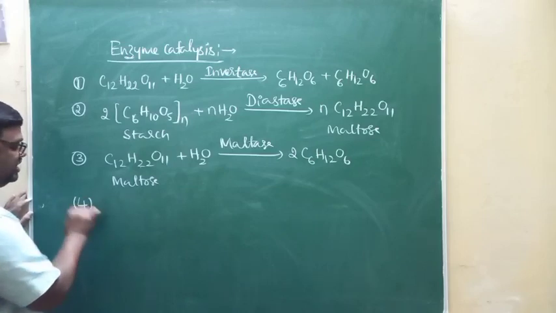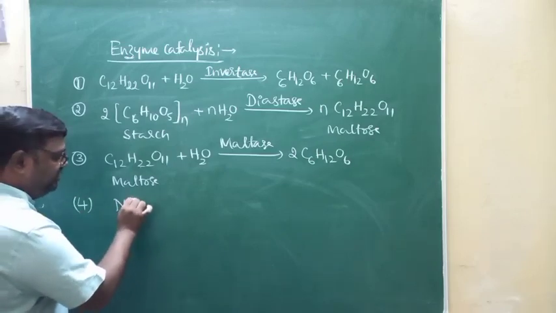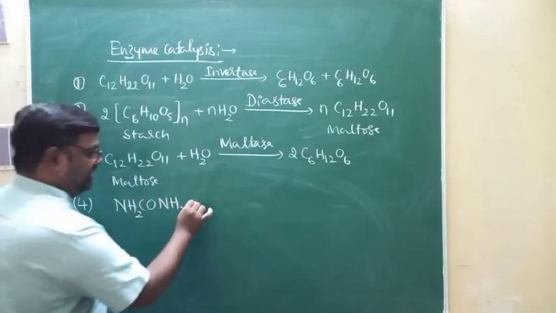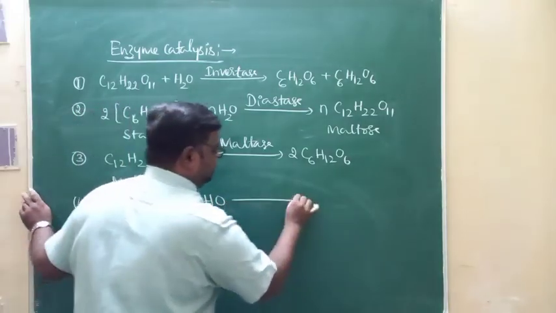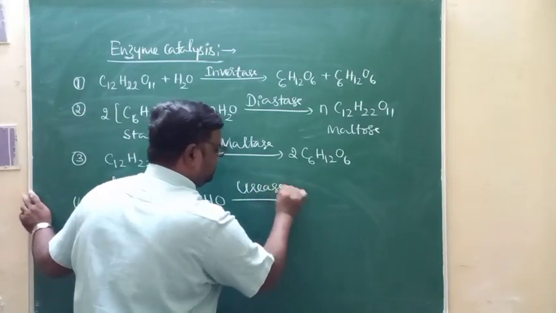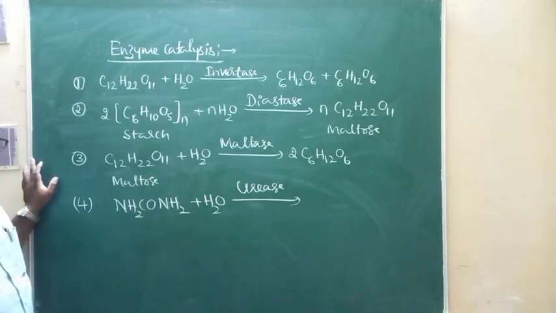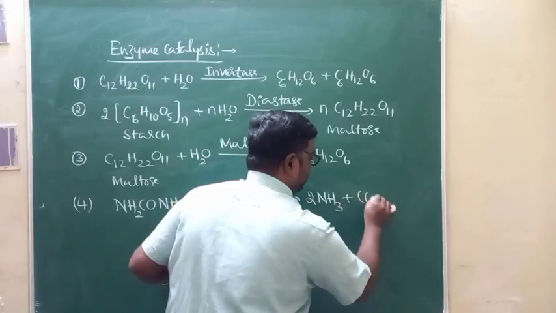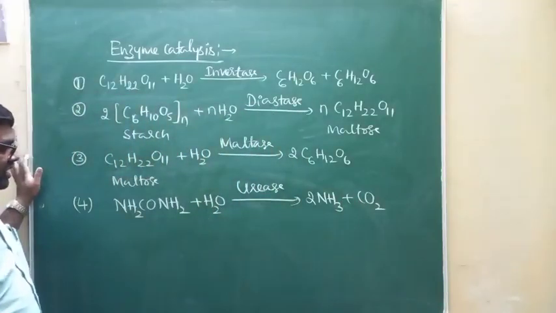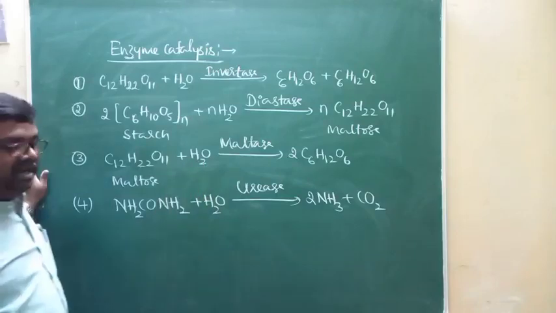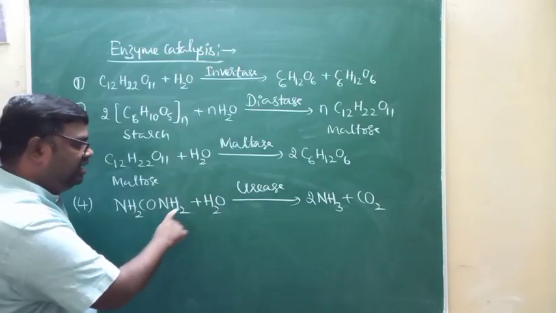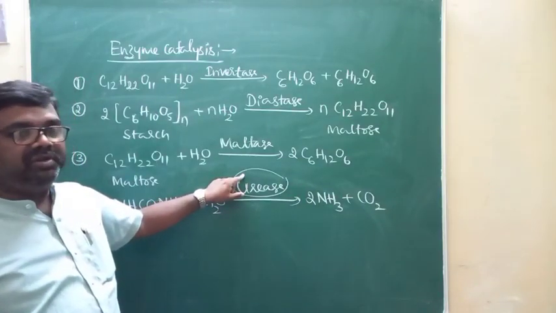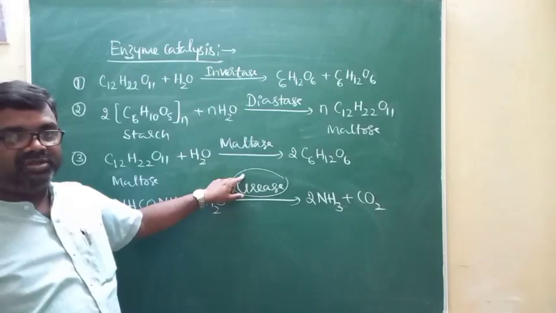As far as the fourth example is concerned, that is hydrolysis of urea. One more example for enzyme catalysis: hydrolysis of urea. Urea undergoes hydrolysis in the presence of an enzyme called urease, which leads to the formation of ammonia and of course carbon dioxide. Look at this, 2NH3 and carbon dioxide. The hydrolysis of urea into ammonia is brought about by the enzyme urease, and the source of urease is soybean.